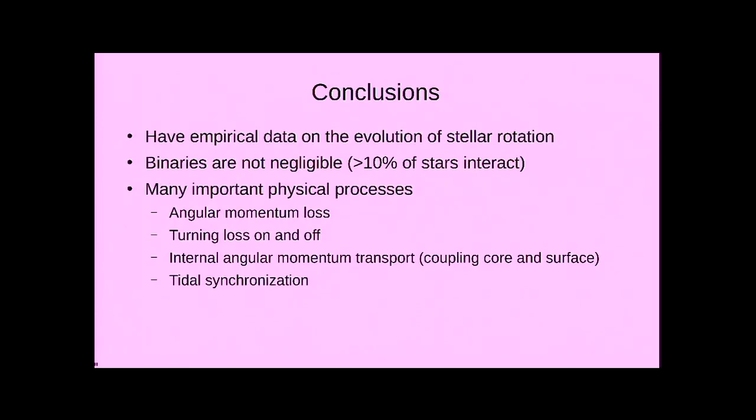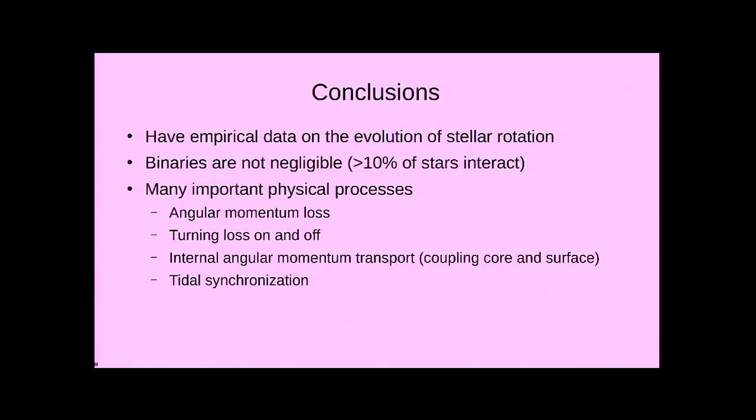Okay, cool. So hopefully I've convinced you that we have empirical data on the evolution of stellar rotation, both the interiors and the surfaces, and that binaries are not a negligible part of this process. There's a lot of physics that goes into this. You have to talk about angular momentum loss. That loss turns on and off and on and off over the course of the star's lifetime, or at least gets stronger and weaker and stronger and weaker. There is internal angular momentum transport happening between the interiors of these stars and their surfaces, and tides are going to be a strong factor here.